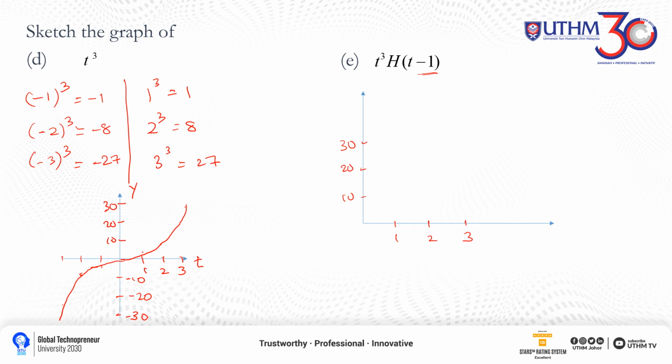So t equal to 1, you have the value of 1. T equal to 2, you have the value of 8. T equal to 3, you have the value of 27. So you can draw the graph like this. Okay, and it starts at t equal to 1. And before that, the value is 0. Okay, and this graph goes to infinity.